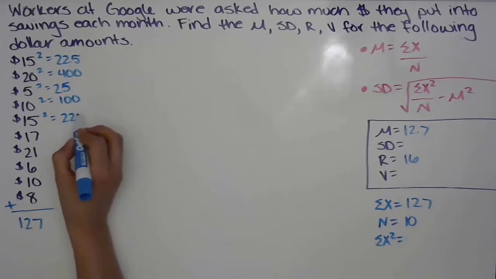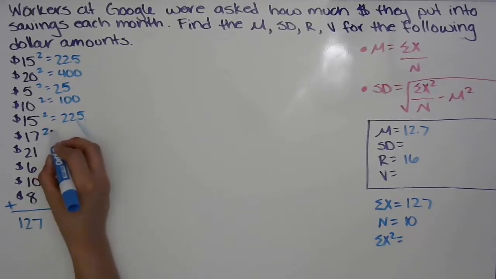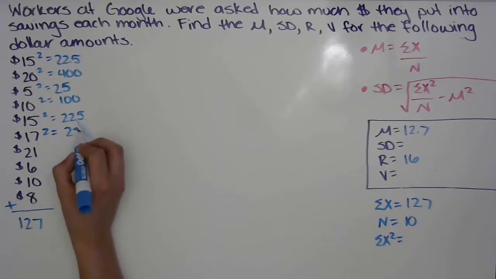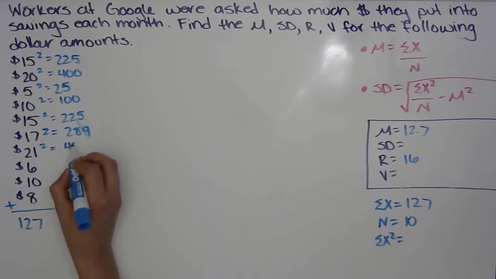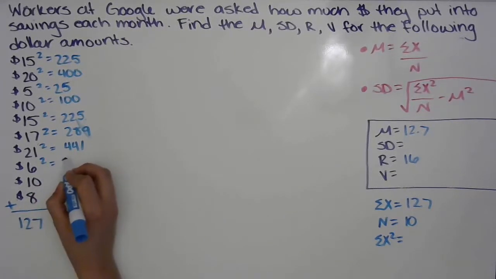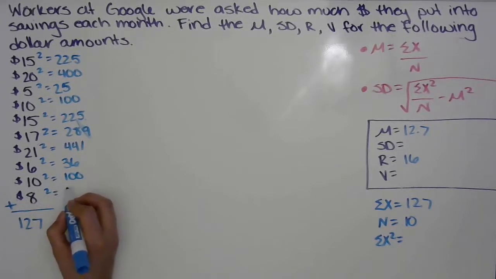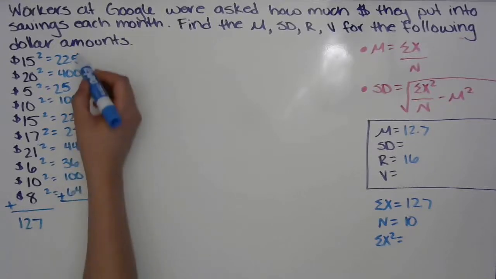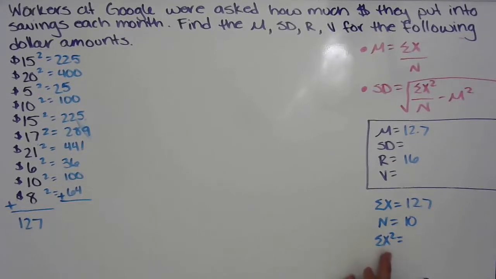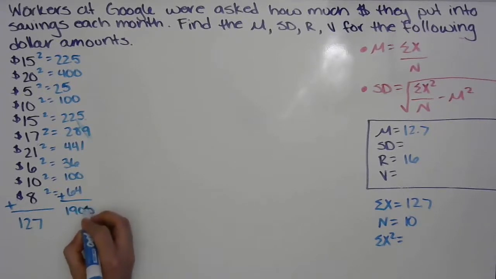15 gives us another 225. Oops, not 222, 225. So we got 36 and 100 again and 64. Okay, so now that we have squared all of those, now we add all of those numbers up, and that's going to give us this value here. So when we add all of those up, that gives us 1905.